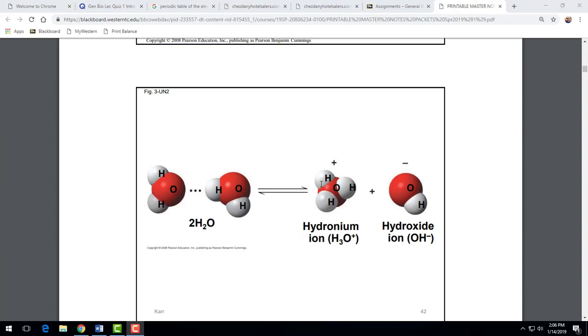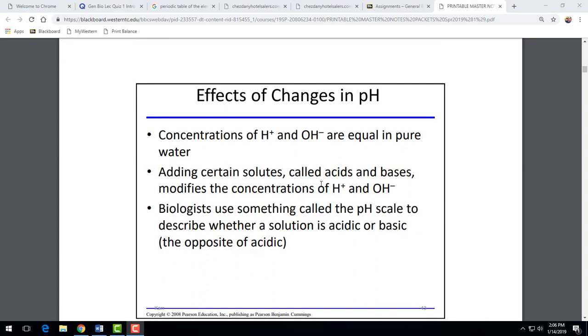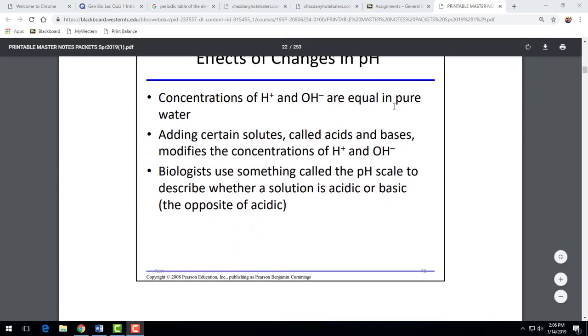But with pure water, there's equal numbers, so what is the pH of pure water? 7, yeah, if you remember that. The pH scale goes from 0 to 14. The more hydrogen ion we have in a solution, like I said, the lower the number, and I'll show you why that is. We said they're equal in pure water, so the pH is 7. Water has a pH of 7.